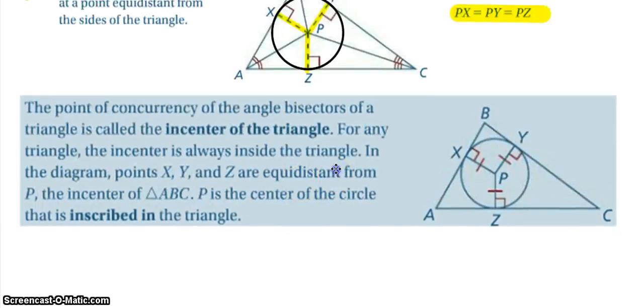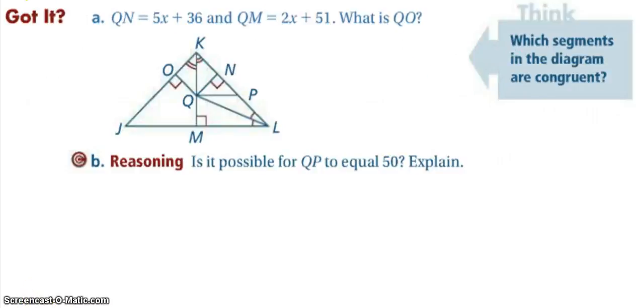So this point we now call the incenter. So if it is the point of concurrency for angle bisectors, it is the incenter. Make sure you've worked through the Pearson problem relating to angle bisectors, and then come back when you believe that you have the answer for your got it.